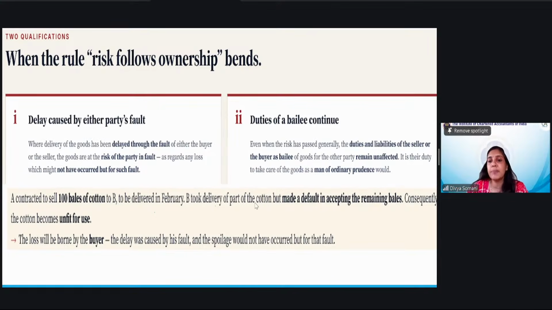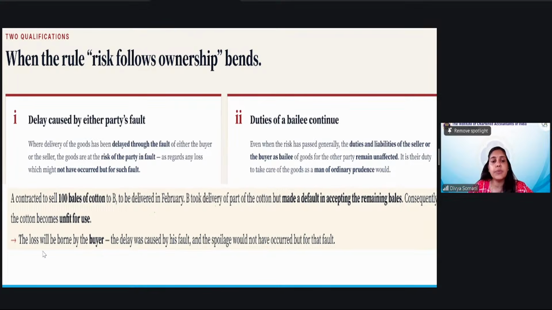B took the delivery of part of the cotton, but made a default in accepting the remaining bales. Consequently, the cotton becomes unfit for use, because after some time this cotton will not be of any use, though it was more likely to be useful at that point of time. It has to be taken up within February itself; after 2 or 3 months, the quality of that particular cotton lowers. So that is why it becomes unfit for use.